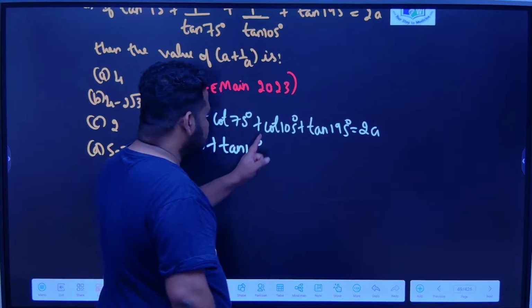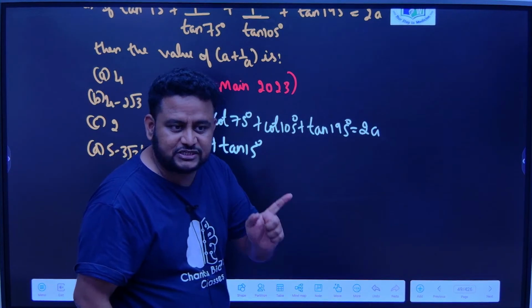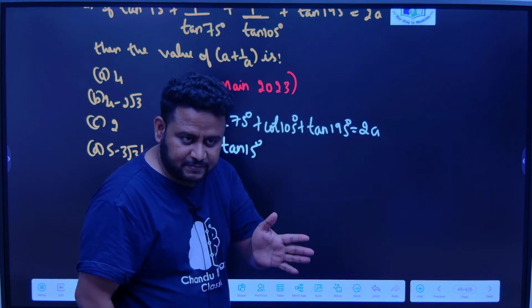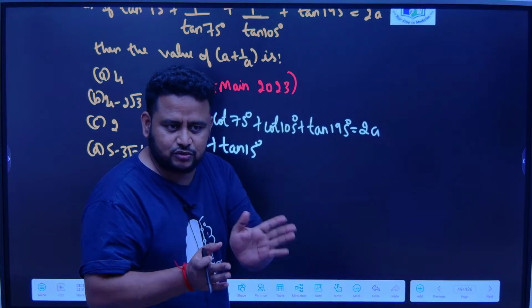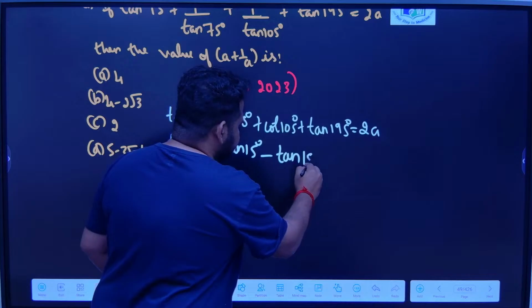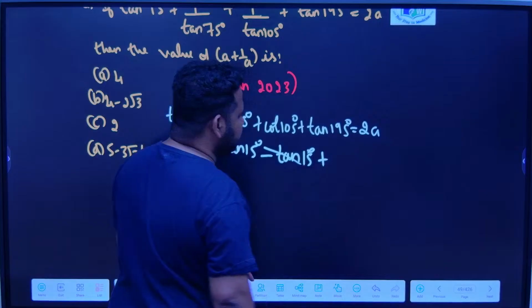Okay, now cot of 90 plus 15. 90 means what? Even multiple. So cot will change to tan. Okay, sorry, not even, odd multiple. Odd multiple means cot will change to tan. So this will become minus tan 15 degree. I can cancel here itself. Okay, done.